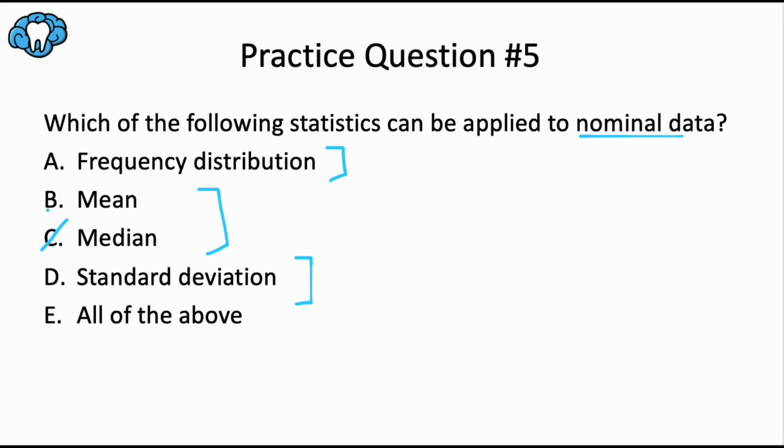And then even more so, we need at least interval data to have a mean or a standard deviation, because then we need actual numbers that you can add together and divide and do all sorts of things with. So mean and standard deviation need at least interval, if not ratio variables involved. And so all of those are ruled out, as then is E. So we're left with A, frequency distribution, which is the only descriptive statistic that you can calculate from nominal data. So the answer choice that is correct for this one is A.